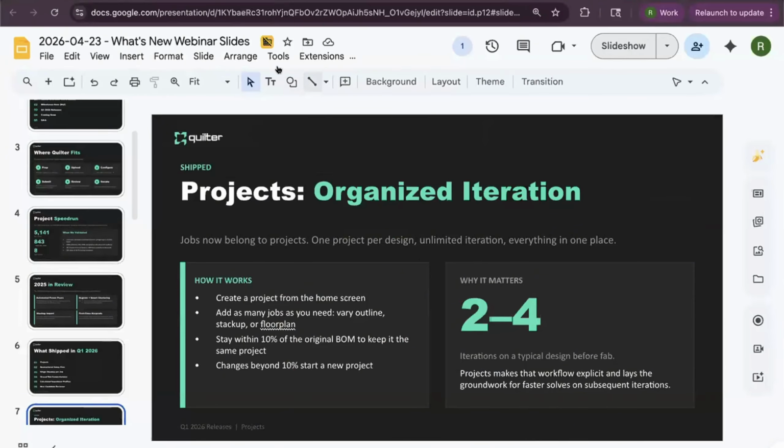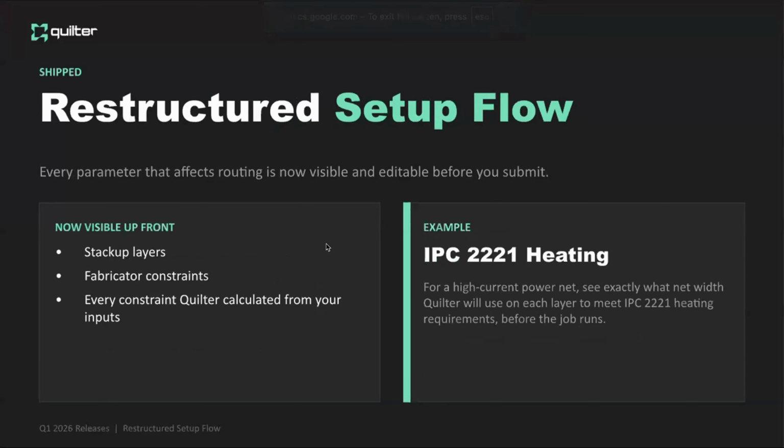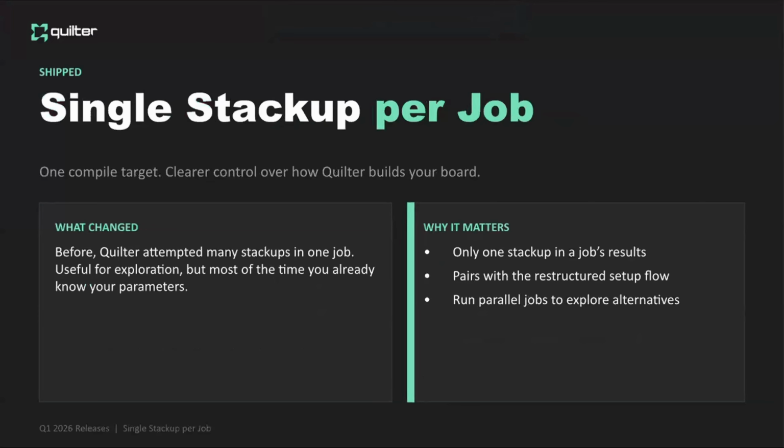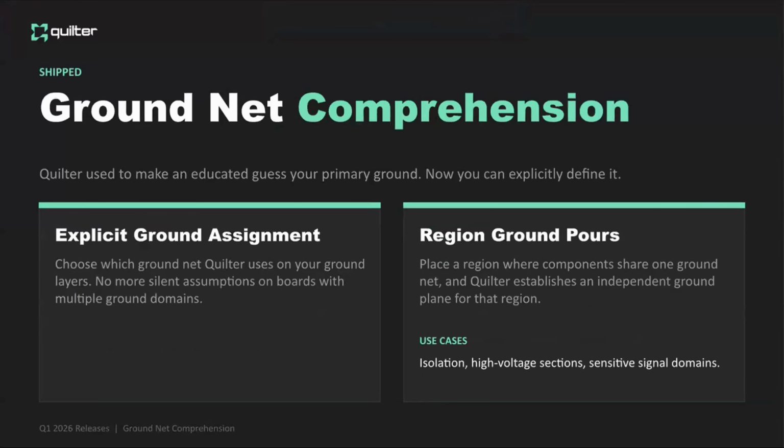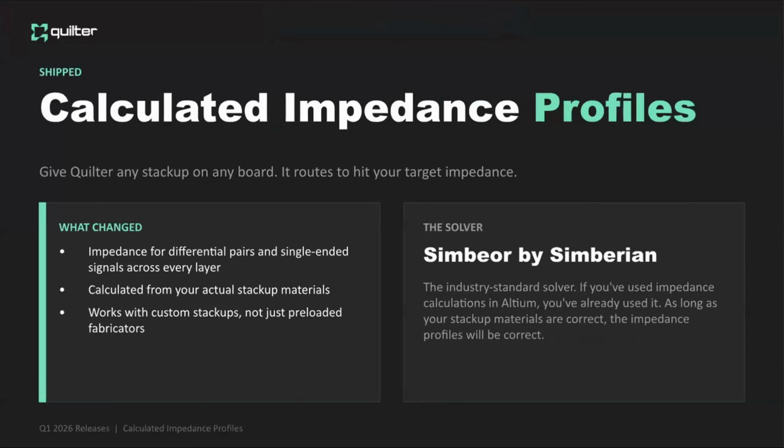Okay, let's talk about projects. Setup flow, which we talked about. Stackups. Ground nets. Impedance profiles. By the way, we're calculating it with Simbeor on the back end. So if you've used impedance calculation in Altium before, we're using the same thing.